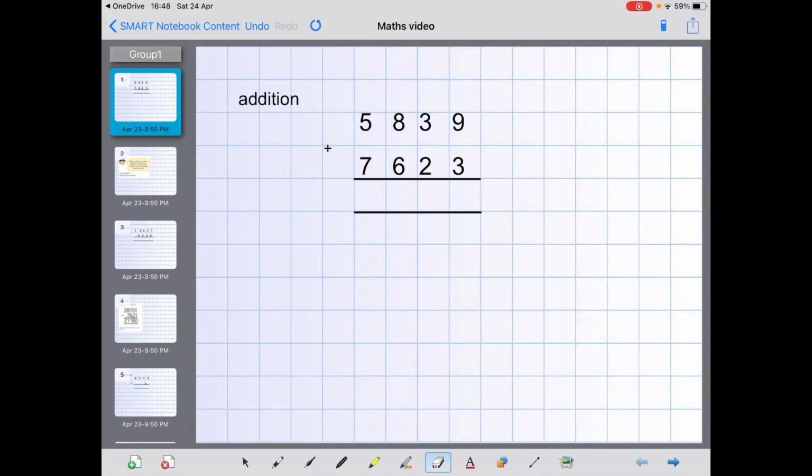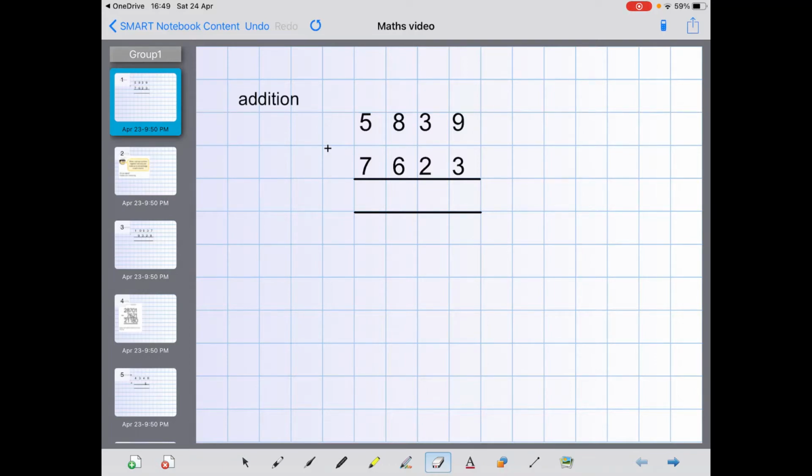In Year 5, children are expected to be able to add 4 or more digits together using the column method. When using the column method, it is very important to remember to start on the right-hand side at the lowest value digit. In this case, it's the ones. We would start on the right side so that we can carry any digits that we need to add into the next column. Let's begin.